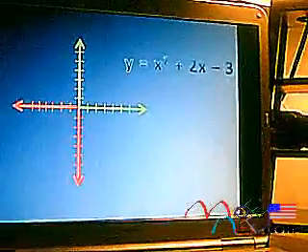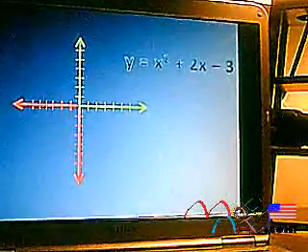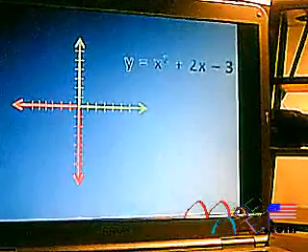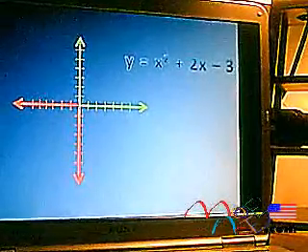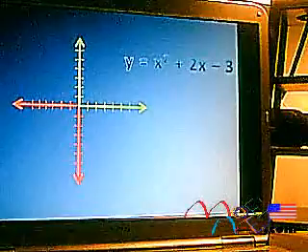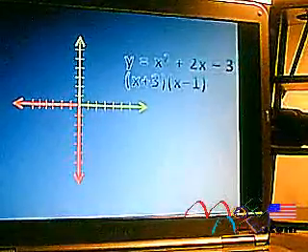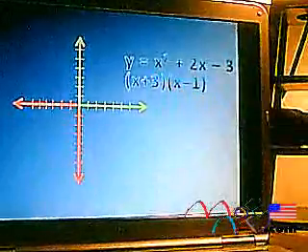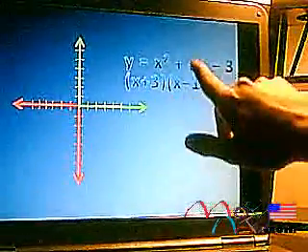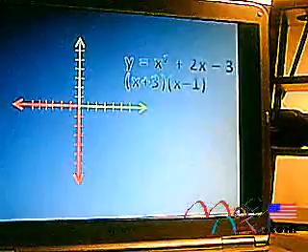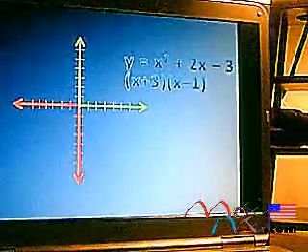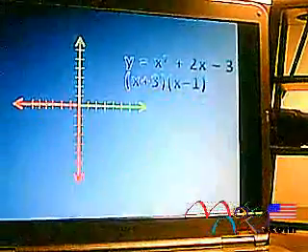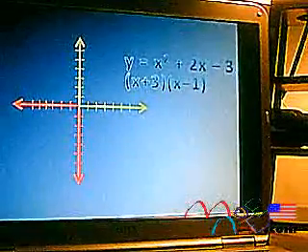Here's a very complicated one. What you're going to do first, and if you haven't seen the video on factoring, you have to watch that before you do this. This factored out is x plus 3, x minus 1, because 3 times negative 1 is negative 3, and 3 plus negative 1 is 2. So that means you have your intercepts. Those are 2 points you need.